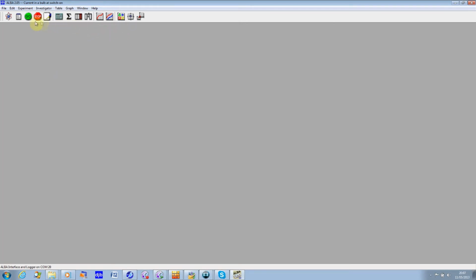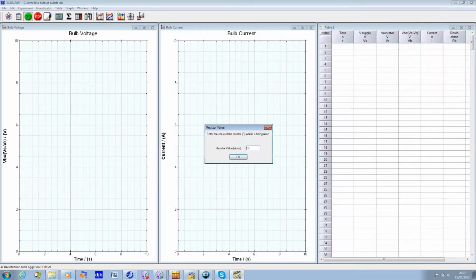Let's start the experiment. We'll say go. The graph of the voltage across the bulb against time is set up for us, and the graph of current against time is also set up. Notice that the voltage across the bulb is the voltage of the supply minus the voltage across the resistor. The resistor value in the circuit is 10 ohms, and we have a table set up here which we'll look at in a little bit more detail shortly. Let's say OK, and we're ready to go.